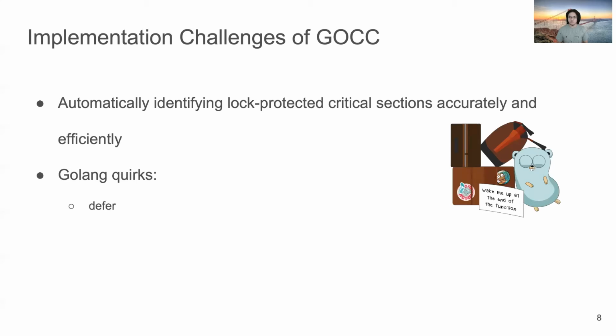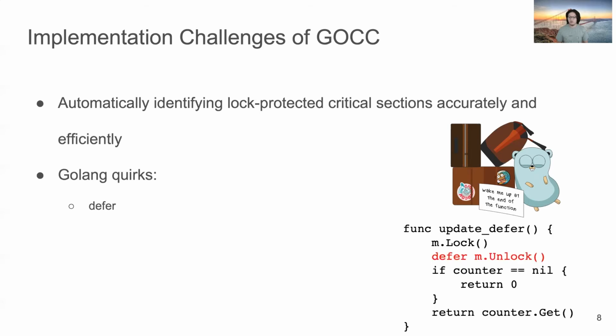Defer, as this picture shows, is a mechanism to delay the function call of an instruction to the end of the function. Let's consider this code example. As we can see, the result depends on whether counter is nil or not. Without the defer function, programmers may need to put two unlocks in the two different branches. However, with the defer, programmers can call the defer unlock right after the lock is acquired. And the Go runtime system will guarantee to release the lock before this function exits.